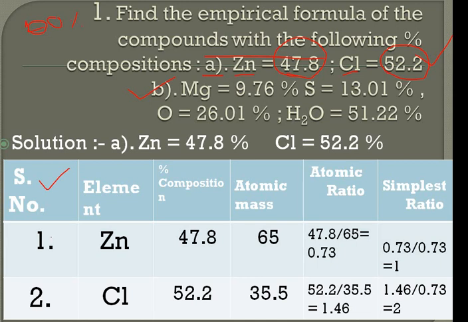In the first column there is serial number 1 and serial number 2, right? Then the name of the element: the first one is zinc and the second one is chlorine. Now write their percentage composition, which is also given in the question: zinc is 47.8% and chlorine is 52.2%, right? Now you need to give their atomic masses. I have not written them, but it is given to you in the question: zinc atomic mass is 65 and chlorine atomic mass is 35.5, right? Now you attempt step number 1.